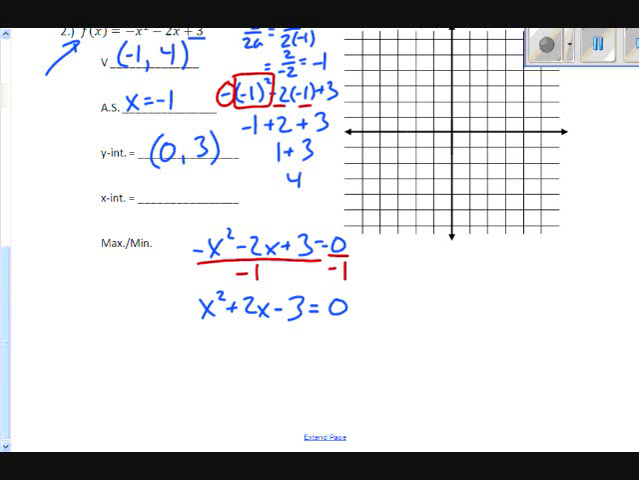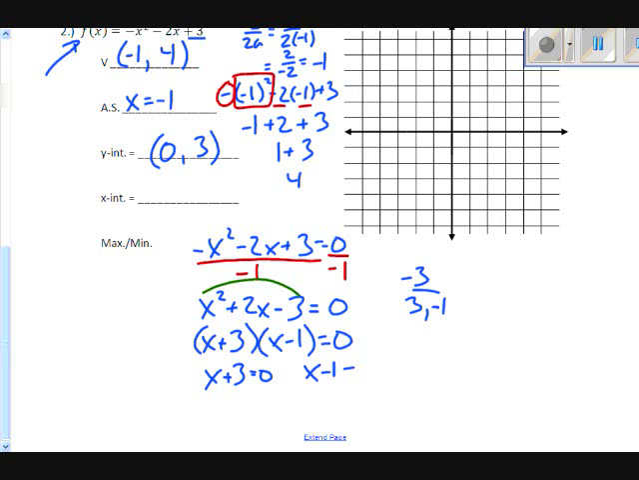Now if I build the bridge, it still gives me a negative 3, but my two magic numbers that add up to the middle number are going to be a positive 3 and a negative 1. And now I can use my shortcut. It's x plus 3 times x minus 1. And now I set each factor equal to 0. So the x plus 3 equals 0. The x minus 1 equals 0. I subtract the 3 from each side here and find out that x equals a negative 3. Here I add the 1 to each side and find out that x equals a positive 1. And those are my two x-intercepts.